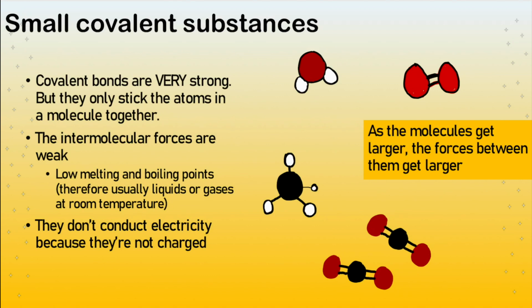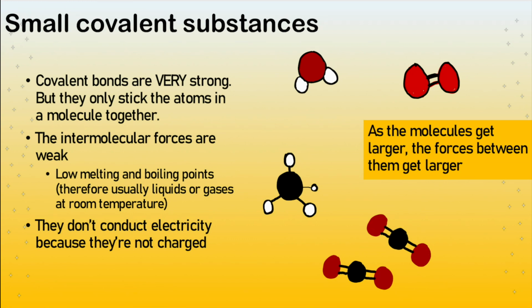And also, in comparison to ionic structures, these don't conduct electricity ever. They're not ionic, they're not charged, they're not ions, and electricity is the flow of charge. If these aren't charged, they can't conduct electricity. But you will see that there are a couple of examples in a moment that can.